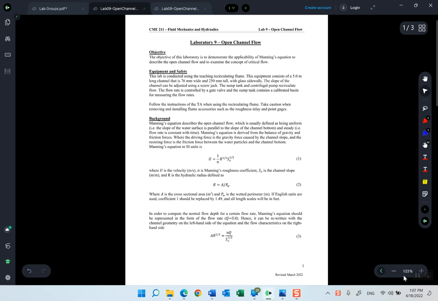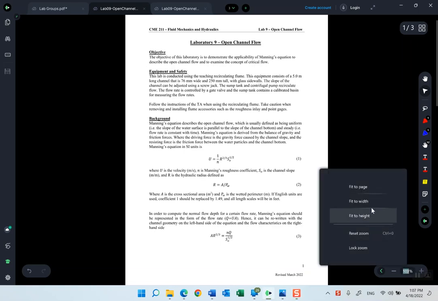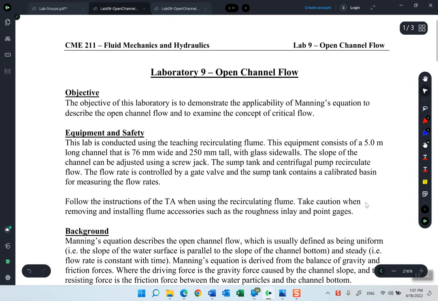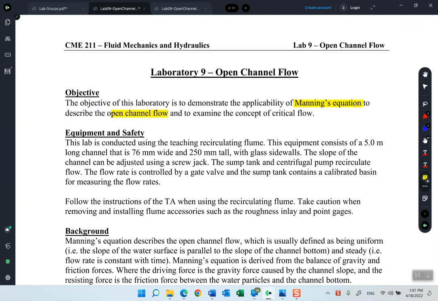So today's lab is about open channel flow, and as I said, it's a very important topic as a civil engineer. In this lab, we are going to know how we can apply Manning equation to describe the open channel flow. And at the end of this lab, we will also talk about a very important concept that is called critical flow. The equipment that we are going to use today is called teaching recirculating flume.